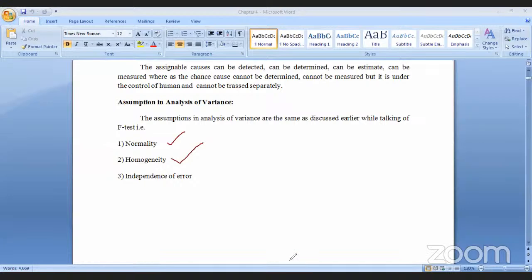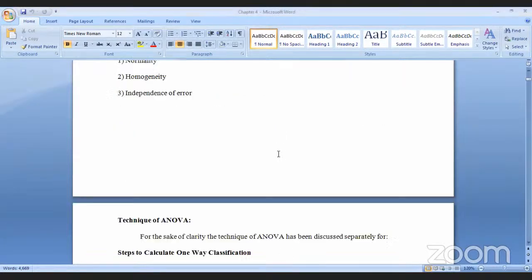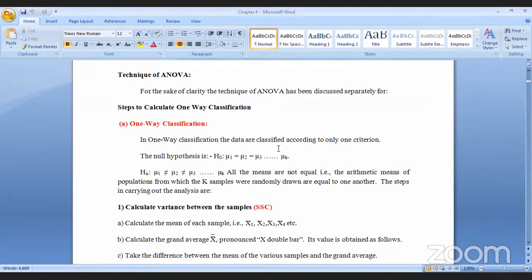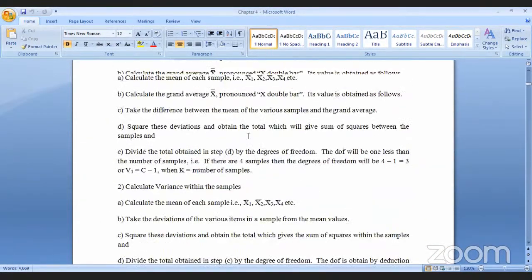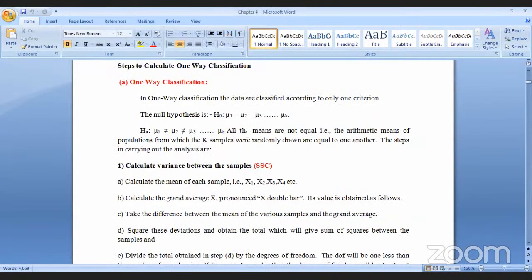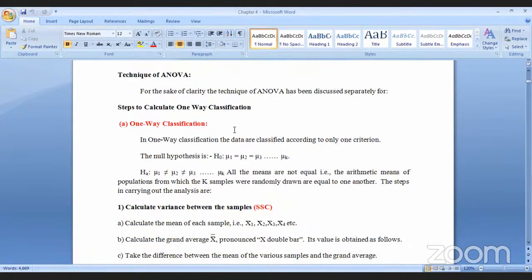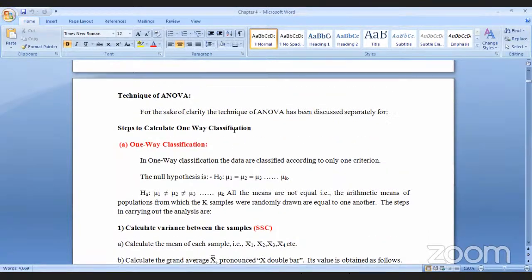In the next slide, see, techniques of ANOVA. For the sake of clarity of the technique of ANOVA, in this chapter, ANOVA is classified into one-way classification and two-way classification. One-way classification is one method, and two-way classification is another. A one-way classification question can look like a two-way classification question, and a two-way classification question also looks like a one-way classification.